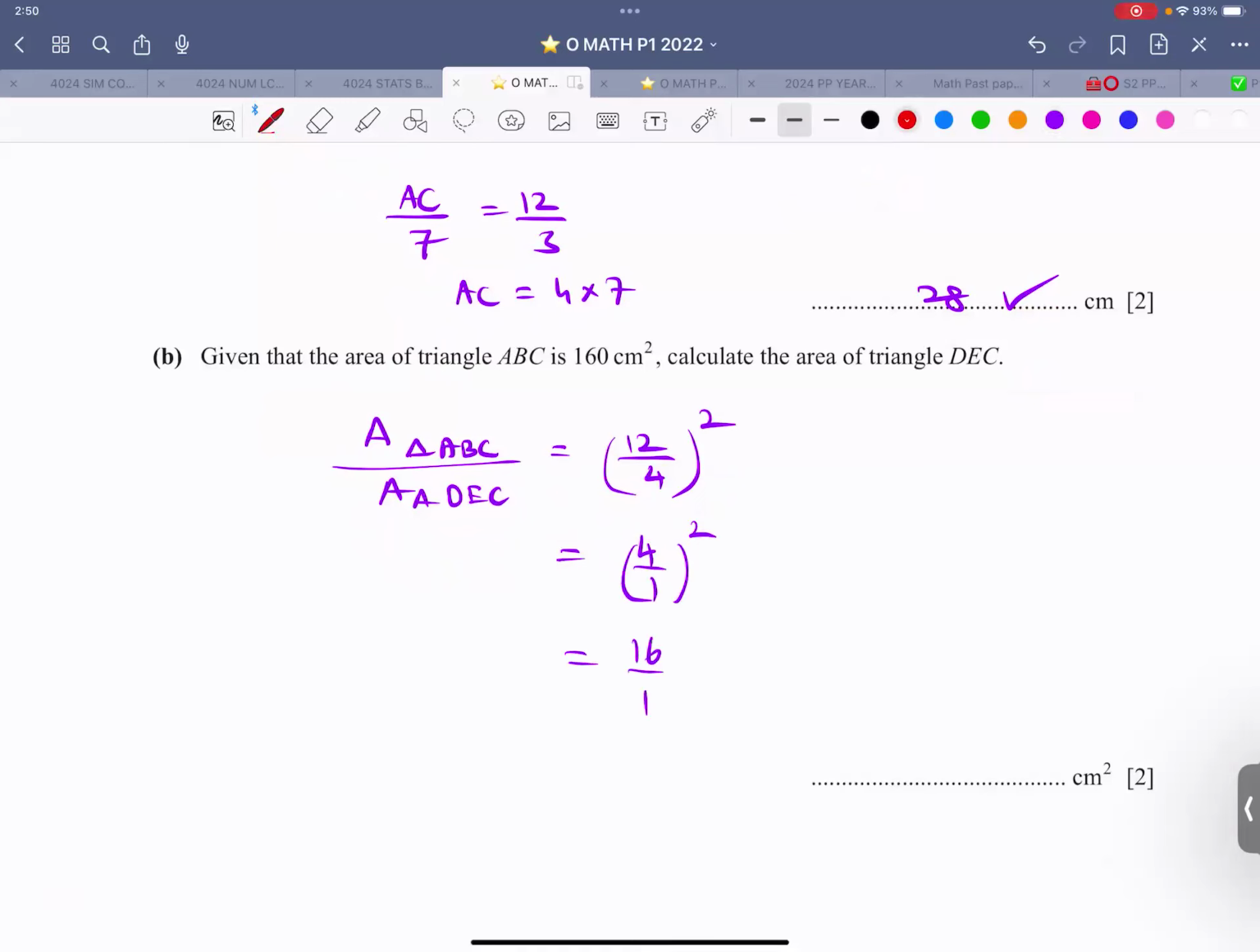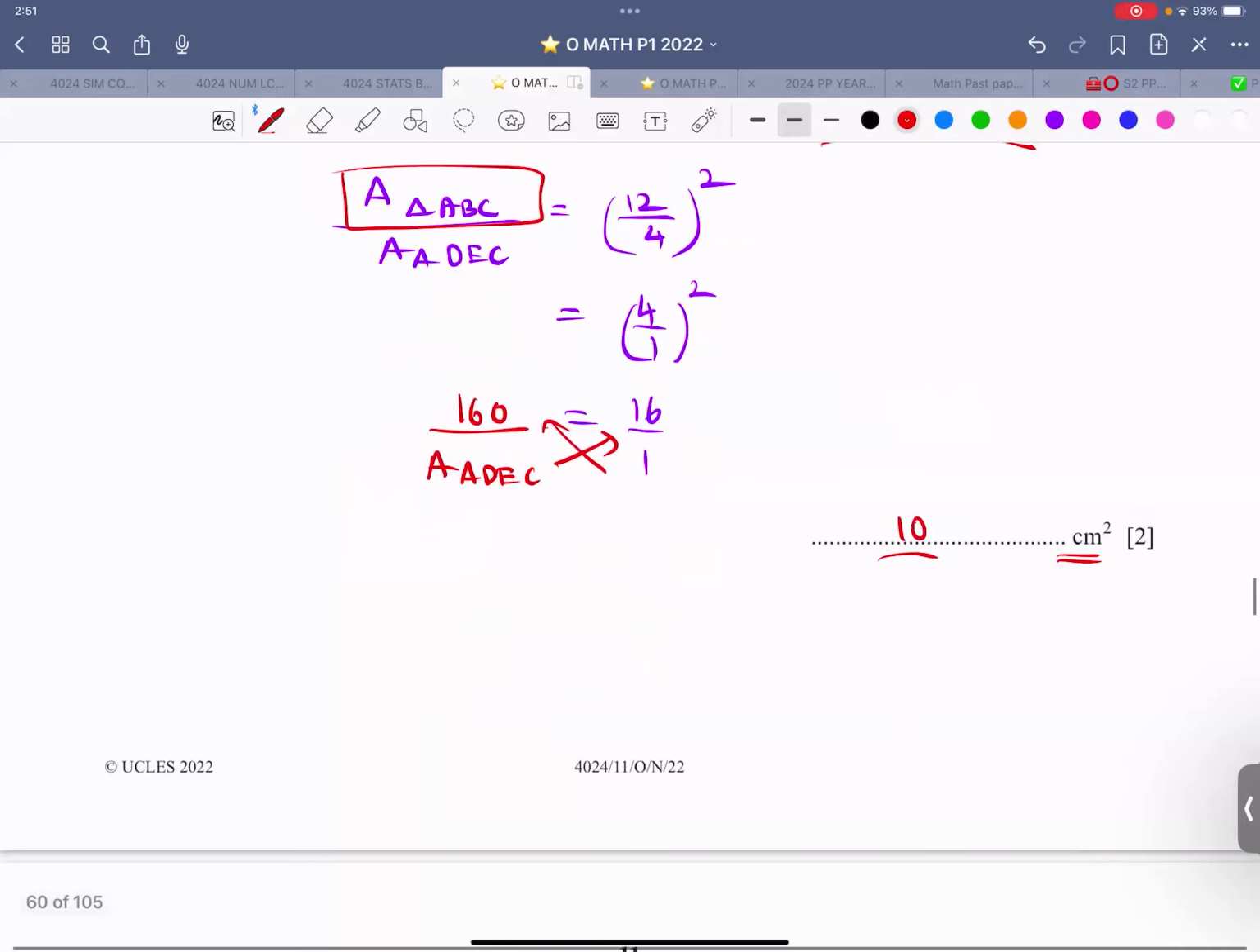So the area of ABC is 160, and the area of DEC is being asked for. Therefore, area of DEC, cross multiply, comes out to be 10 centimeters square. That is the answer. So now I'm taking the break.